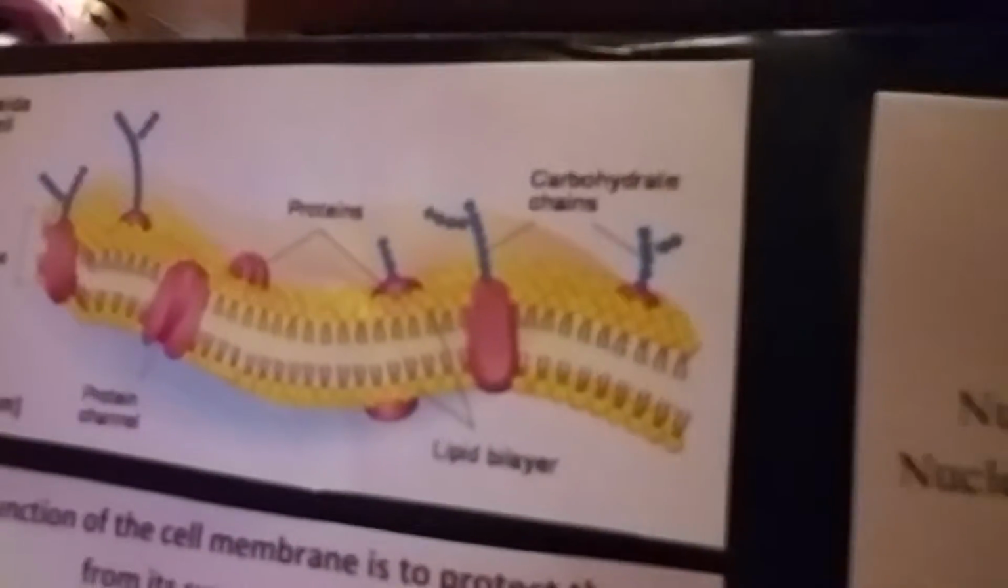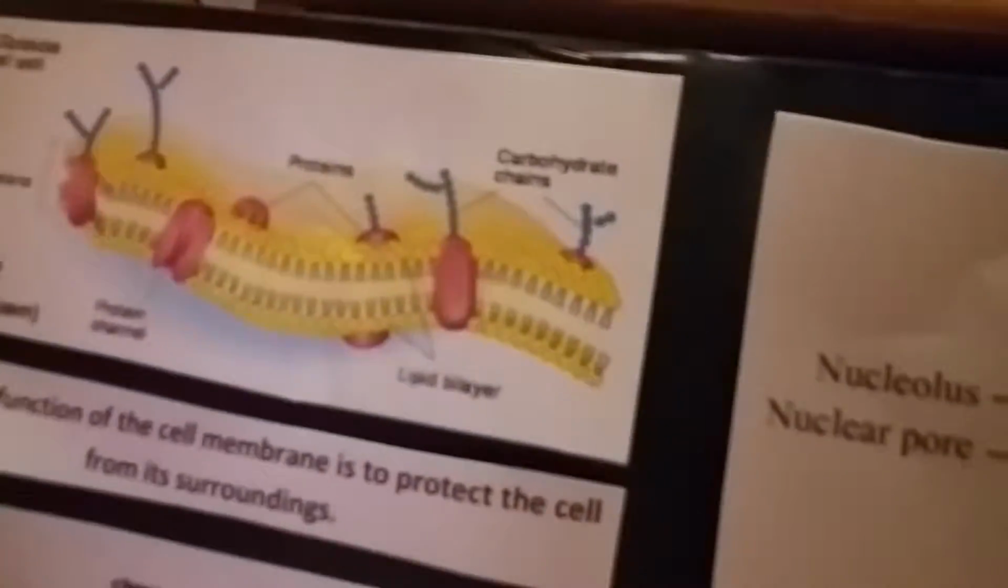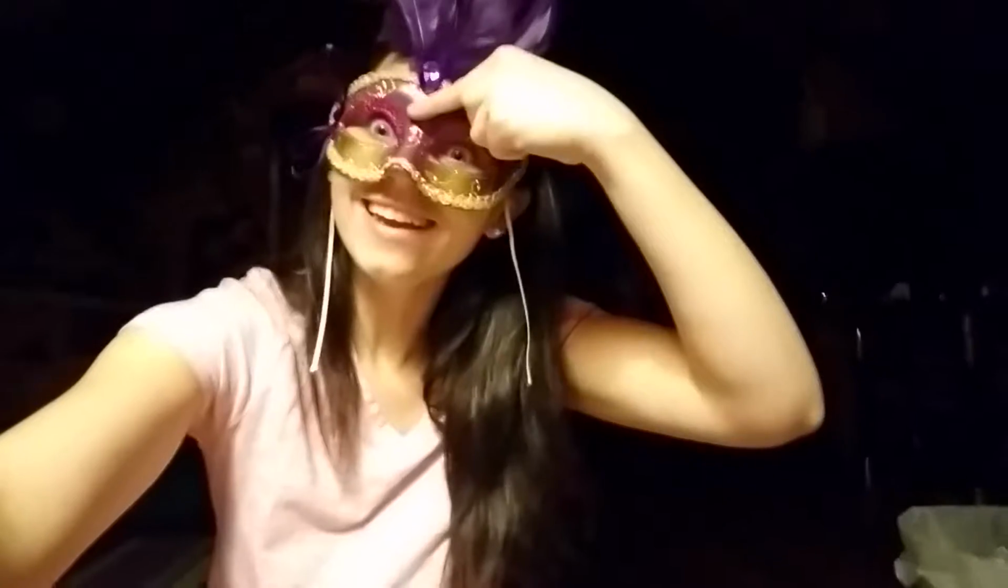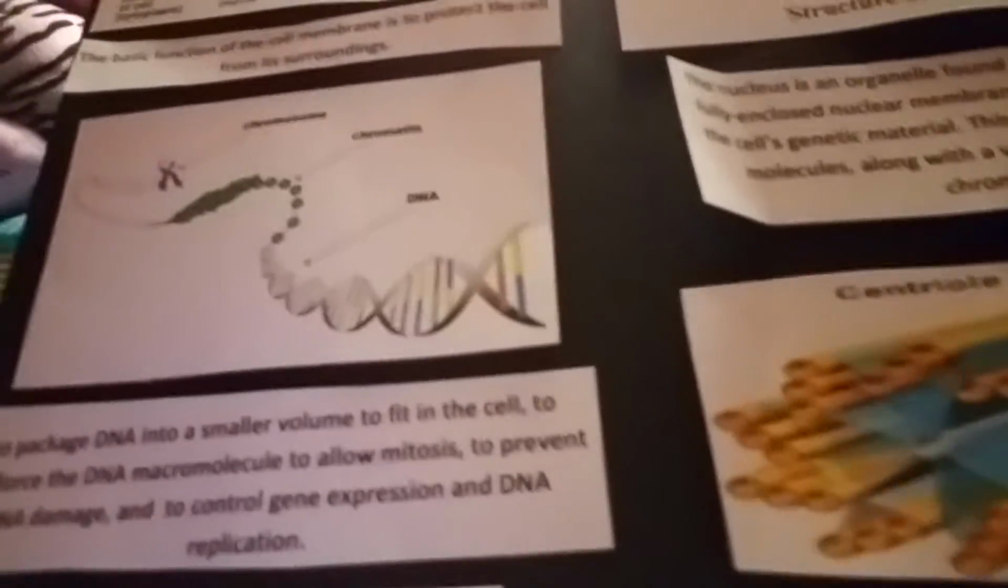Just finished it, but first off, we're gonna start with the cell membrane. The basic function of the cell membrane is to protect the cell from its surroundings. Really? The next thing we got here is chromatin.